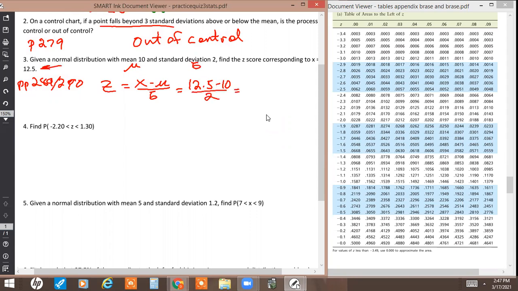And I'm going to do that on a calculator here real quick. And I get, hold on. Typed it in wrong. I get 1.25. That's the corresponding z-score.